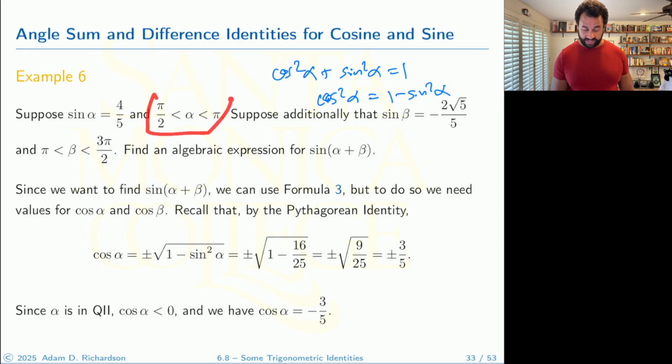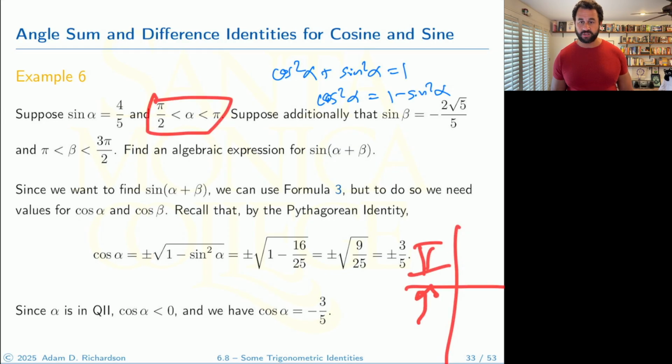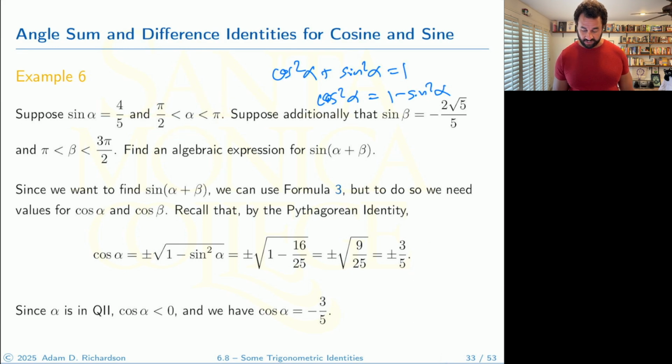However, we are given that the angle alpha has to be in the second quadrant, right? So remember, second quadrant is over here. And when we're over here in this quadrant, cosine is a negative value. So this is a situation where we need to pick the negative value that results from taking that square root. It's not going to be the positive, it's going to be the negative, and we find that cosine alpha is negative 3/5. All right, now we're about halfway there.